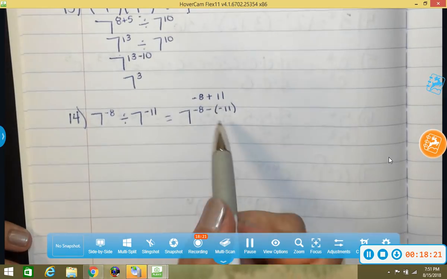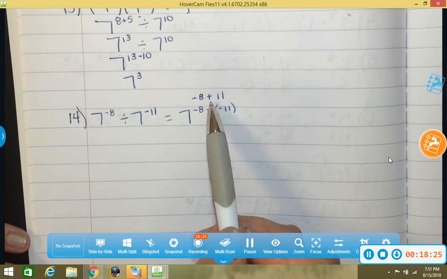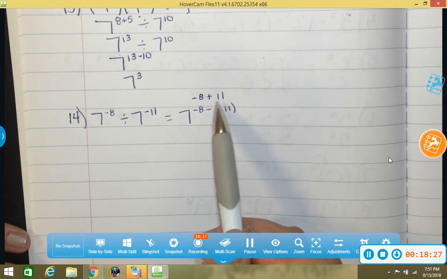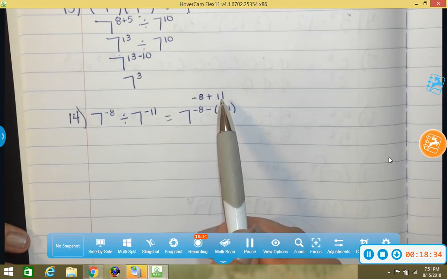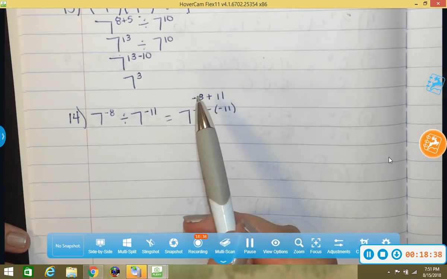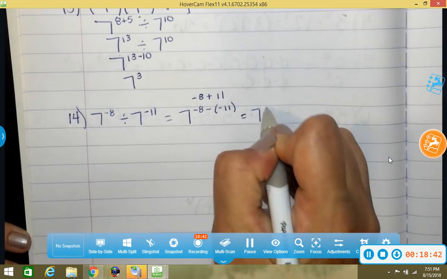Now we just have unlike signs being added, so you're going to take the sign of the larger absolute value. That's going to be 11, so it's going to be a positive exponent, and then you're just going to subtract it. So 11 minus 8 is 3. So your answer is going to be 7 cubed.